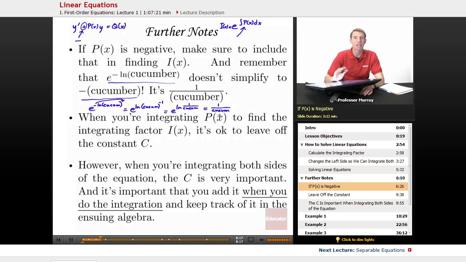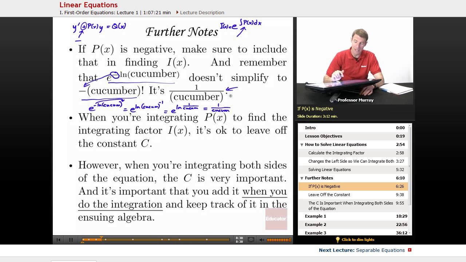So that's a very common mistake that I see students make all the time. They want to cancel e and natural log, but they do it so quickly that they don't notice that negative sign is in there, and they just try to pull that negative sign outside. It doesn't work. This is how it works out as 1 over cucumber. You got to be really careful about stuff like that.